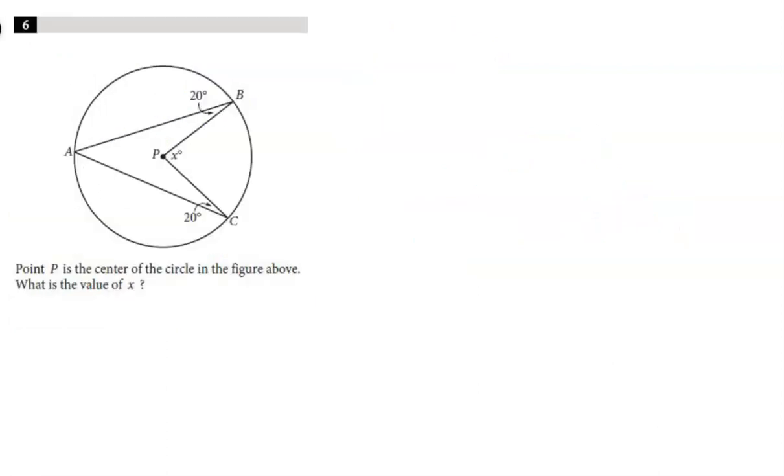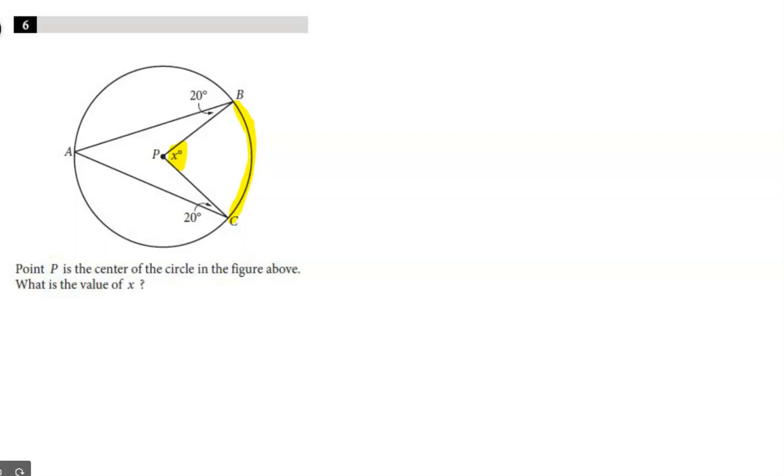Number 6, point P is the center of the circle. What is the value of x? So the ultimate goal is, what is that angle? And I always have to remember that the central angle is linked to this arc. So if I could find the arc, I'll be able to work backwards and find the angle.